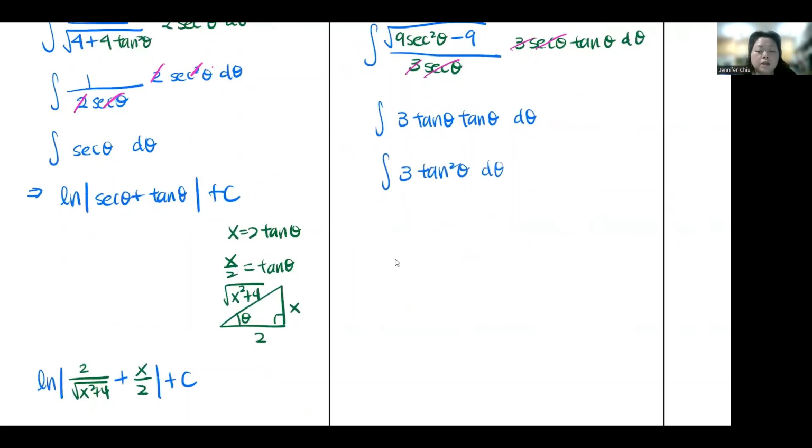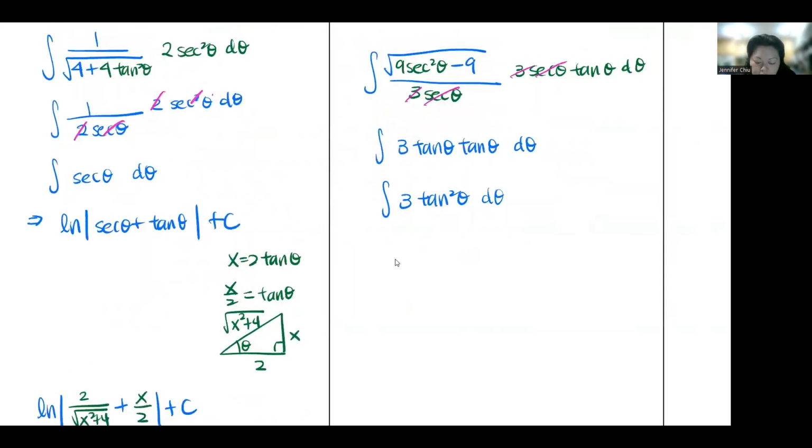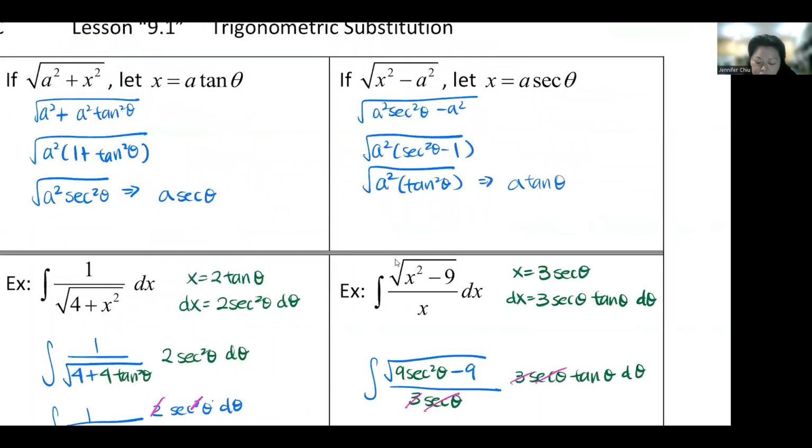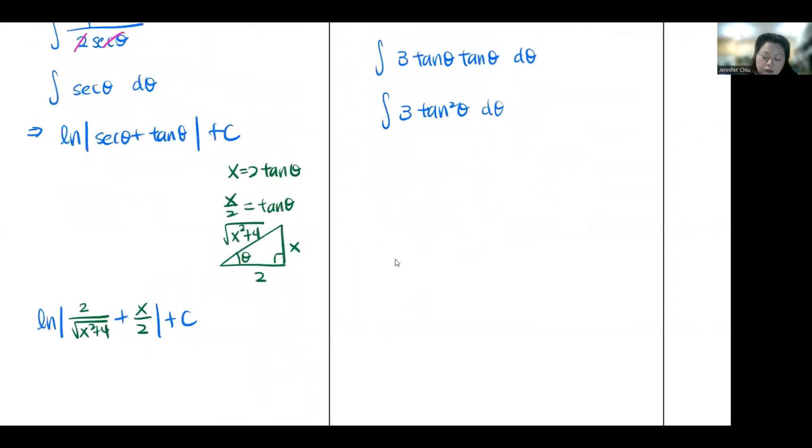Now remind yourself that tangent squared theta can be rewritten, right? Tangent squared theta is really secant squared minus 1. Because this is not an antiderivative we can do, we're going to use the identity to convert. And I will pull the 3 outside, and I get secant squared theta minus 1 d theta. Okay, now I can take the antiderivative. I get 3 tangent theta minus theta plus c.